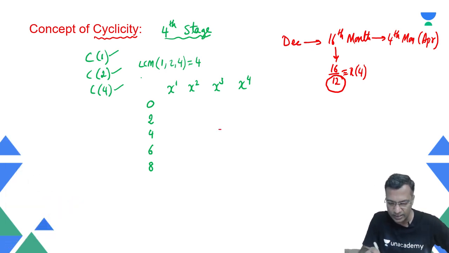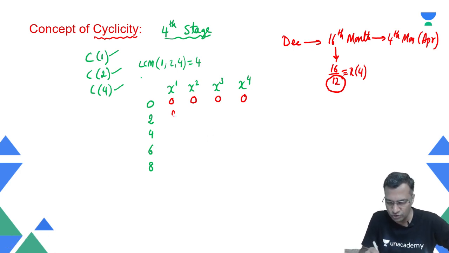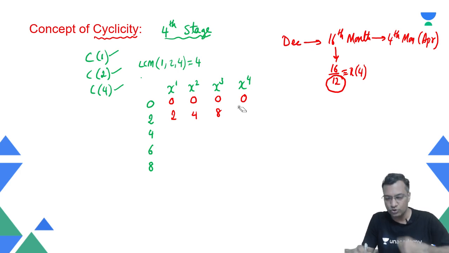0 raised to the first power is 0, 0 raised to power 2, 0 raised to power 3, 0 raised to power 4. No brainer. I'm just consolidating at the fourth stage. What about 2? 2 square is 4, 2 cube, which I write under this particular box, is nothing but 8. 2 raised to power 4, I write under this particular box, is nothing but 6. So 4, 8, 6, giving 2, 4, 8, 6.